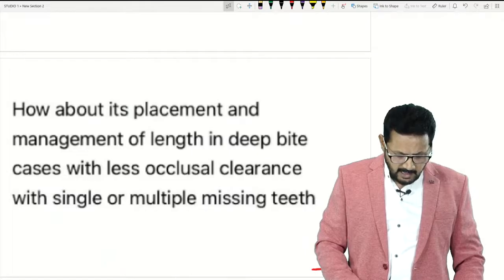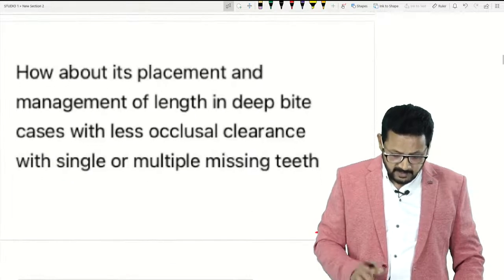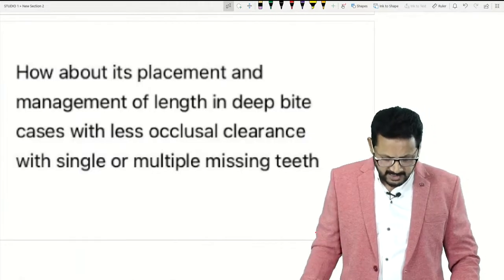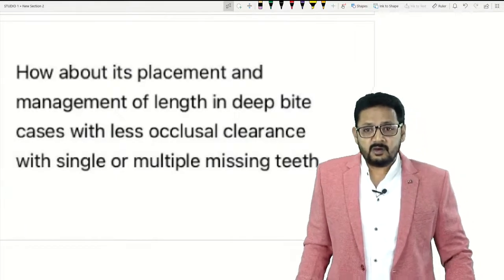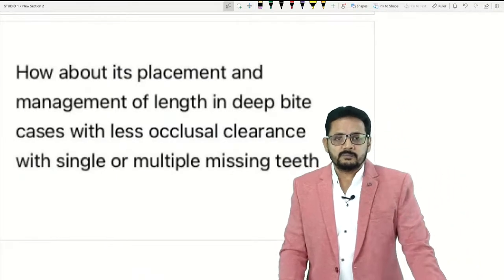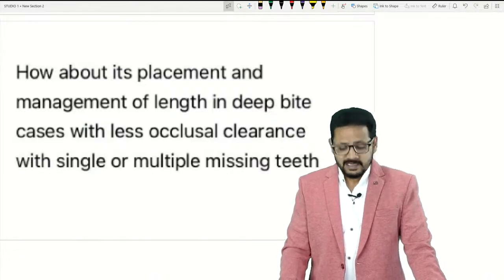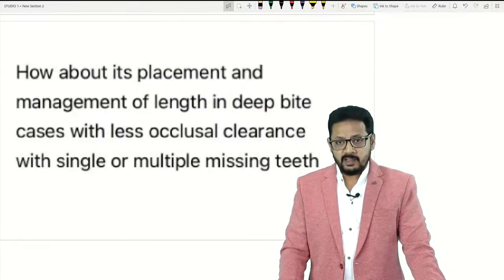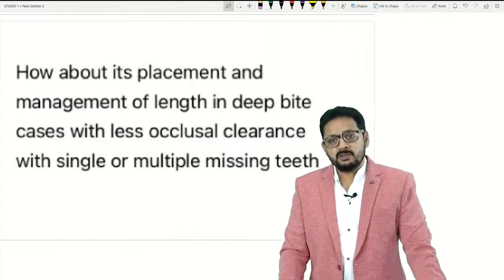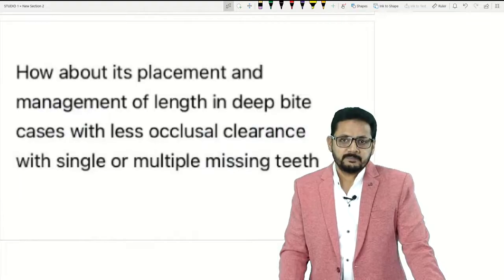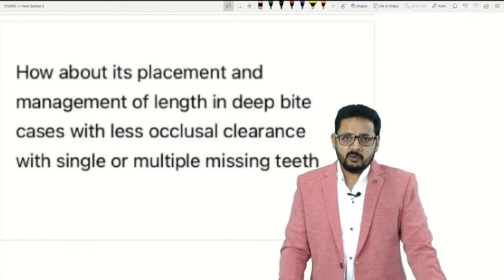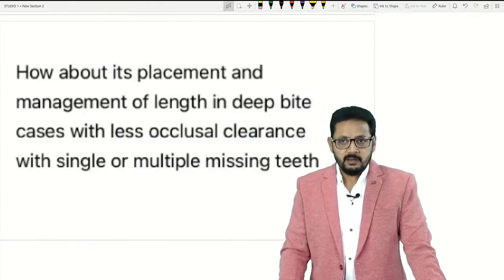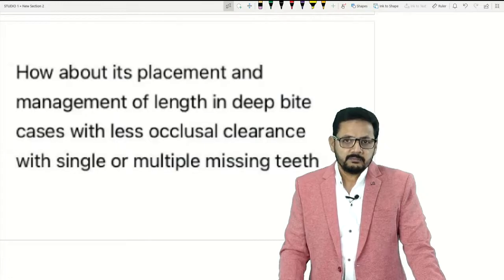Right? How about placement and management of length in deep bite cases with less occlusal clearance, with single or multiple missing teeth? First of all, my question is, how will you come to know? Are you doing a single tooth? Yes, okay. Multiple teeth? Okay, fine. It is as good as doing a denture. And if you are doing a full mouth, you can always raise the bite.